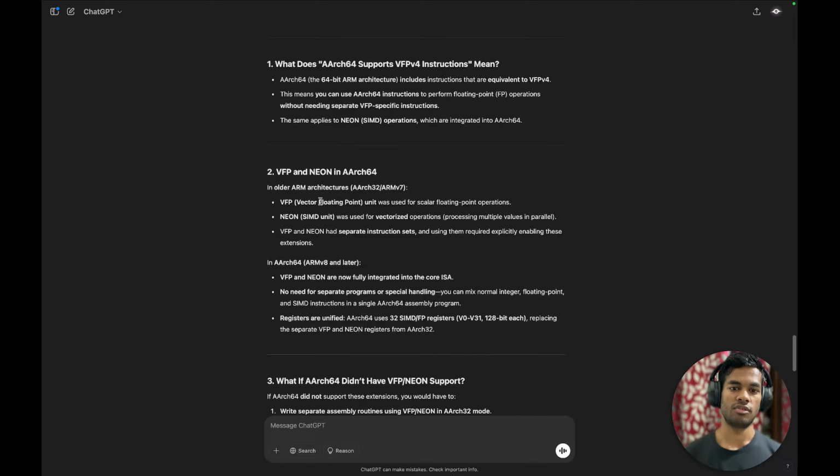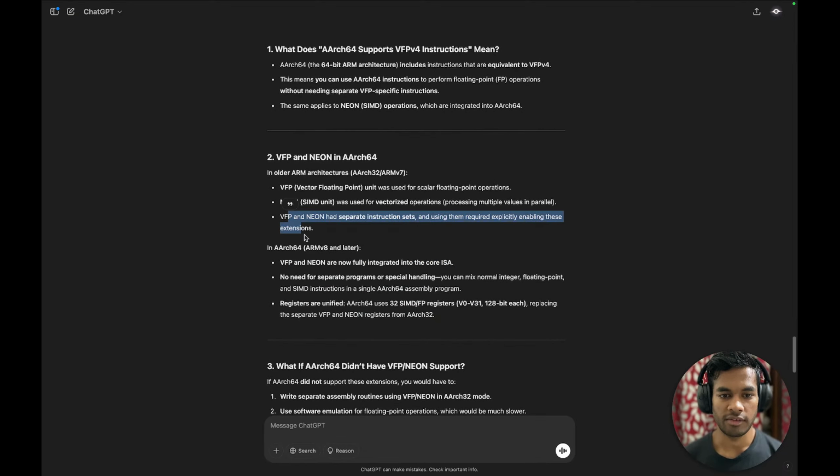VFP and Neon in older ARM architectures: the VFP vector floating point unit was used for scalar floating point operations, and the SIMD unit was used for vectorized operations, processing multiple values in parallel. VFP and Neon had separate instruction sets and using them required explicitly enabling these extensions. In ARMv8 and later, VFP and Neon are now fully integrated into the core ISA. Okay, it is not an extension of the core, it is the core, part of the core.